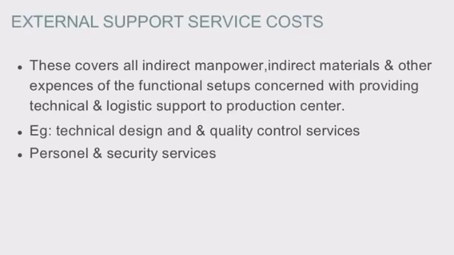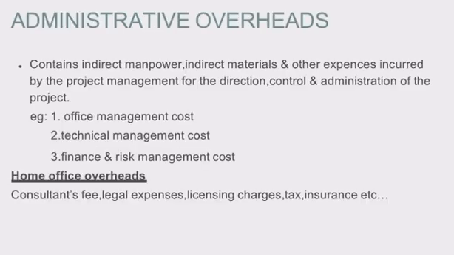Moving on to the next head under the indirect cost, that is external support service cost. These cover all indirect manpower, indirect material and other expenses of the functional setups concerned with providing technical and logistic support to the production center. For example, technical design and quality control services. It also includes personnel and security services.